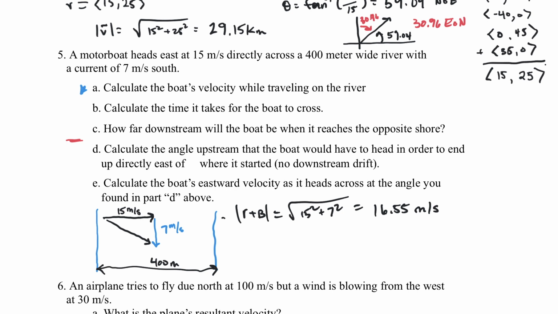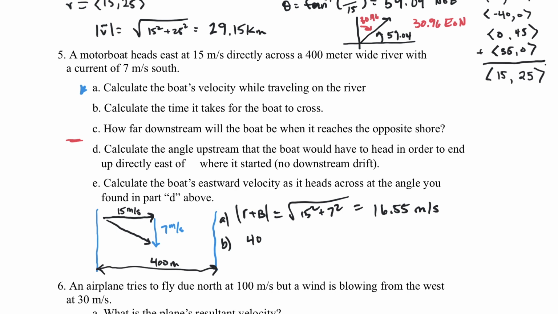The next part, so this is part A. Part B asks us to calculate the time it takes to cross the river. I have to be really careful about this one. The boat is going this direction across the river, and it's 400 meters. So how fast am I moving horizontally here? Well, originally we gave you the components of the boat's motion. The boat is moving 15 meters per second across, and it is moving 7 meters per second down. If I'm measuring in a diagonal path, I'm going this fast, but I'm still only going across at 15 meters per second. So this is a bit of a trick question.